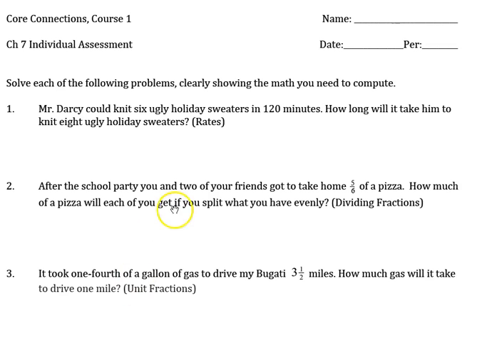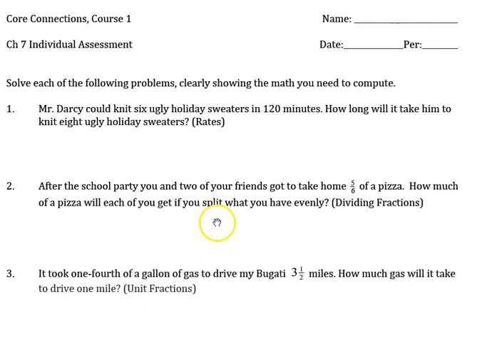Problem number 2 says, after a school party, you and 2 of your friends got to take home 5/6 of a pizza. How much of a pizza will you get if you get to split what you have evenly? So this is a dividing fractions problem again. Make your prediction first. With all these problems, including the first one too, you should always make a prediction first to make sure that you get a reasonable answer. And if your answer does not match your prediction, you should trust your prediction over your calculation at this point. A lot of people are making calculation errors, but you're all very good at making predictions.